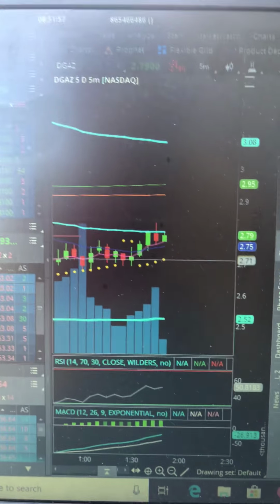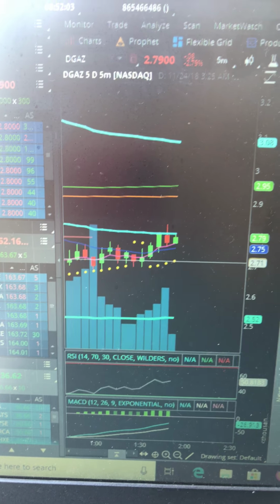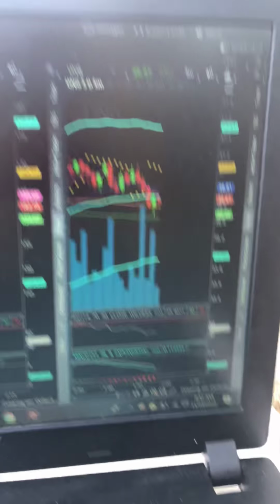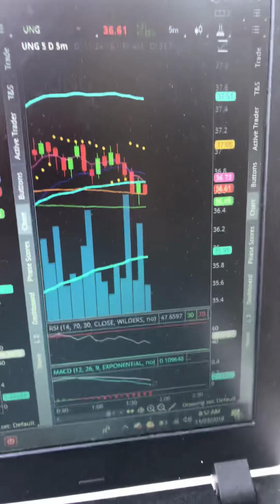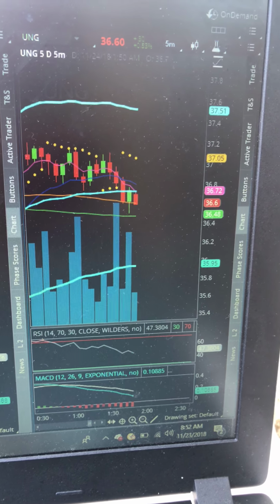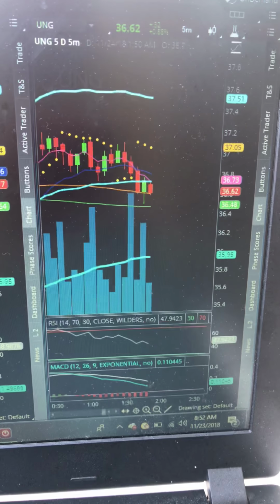So today we have DGAS. All right, so here we have DGAS, and here we have UGAS, and here we have natural gas. It's a cold winter. A lot of people are using gas, and gas has been being used a lot.